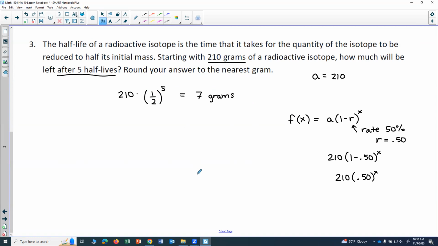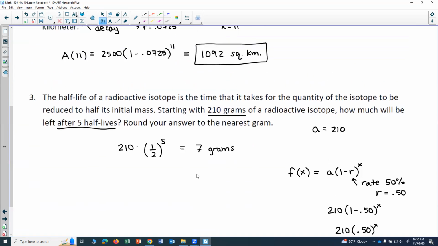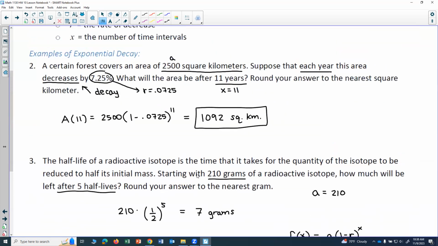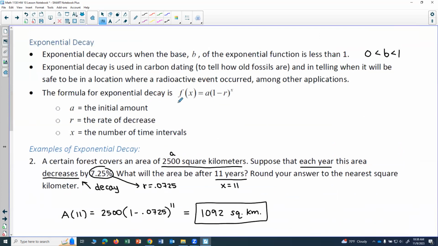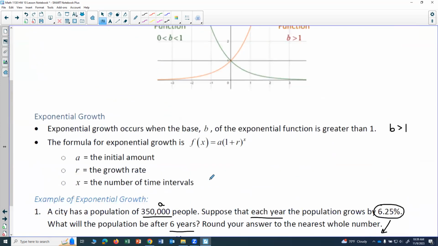So remember those formulas for exponential growth and exponential decay. Those formulas, a times 1 minus r to the x, and a times 1 plus r to the x, are not on your formula sheet, but you do need to know them.